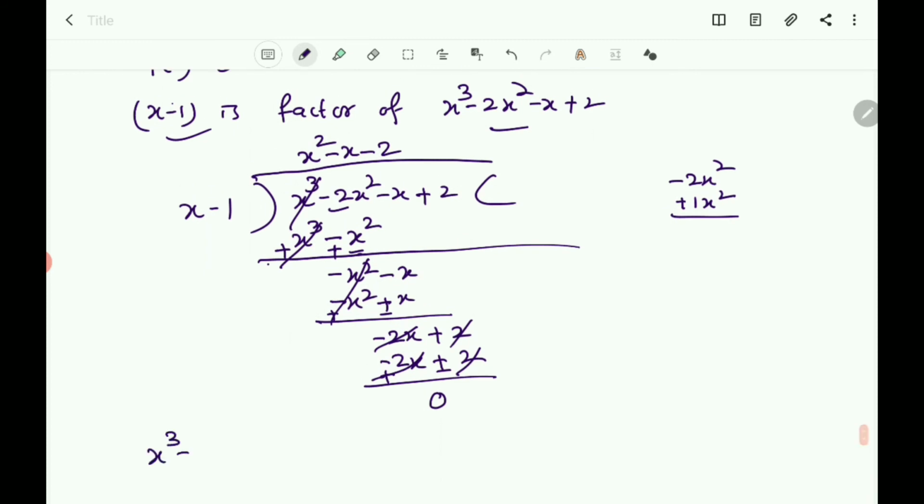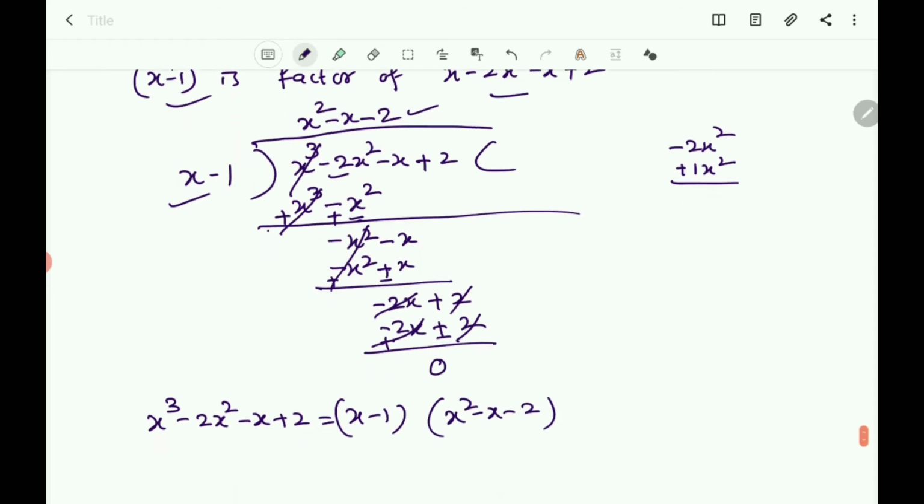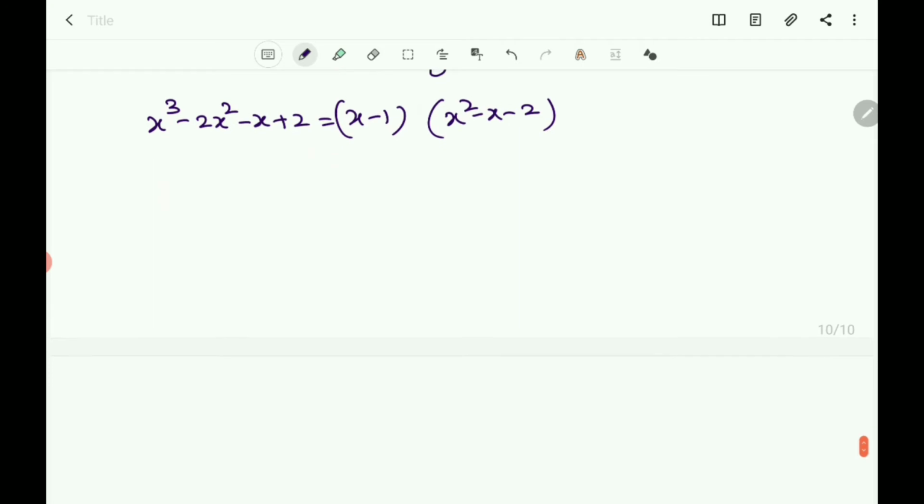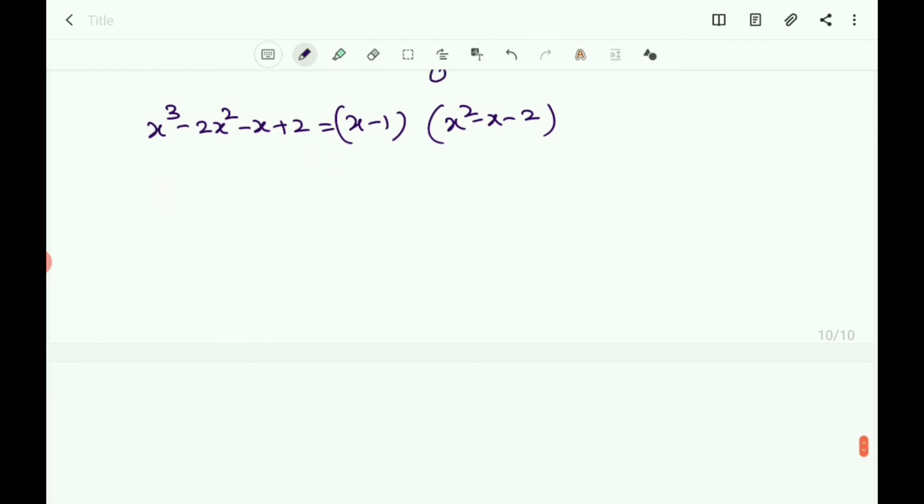So you got x cube minus 2x square minus x plus 2 is equal to this x minus 1 factor, and the other factor is x square minus x minus 2. So you got two factors here. x cube minus 2x square minus x plus 2 is equal to x minus 1 into x square minus x minus 2. Now here, if it is possible, try to factorize x square minus x minus 2 by splitting the middle term. So you take that one, x square minus x minus 2.